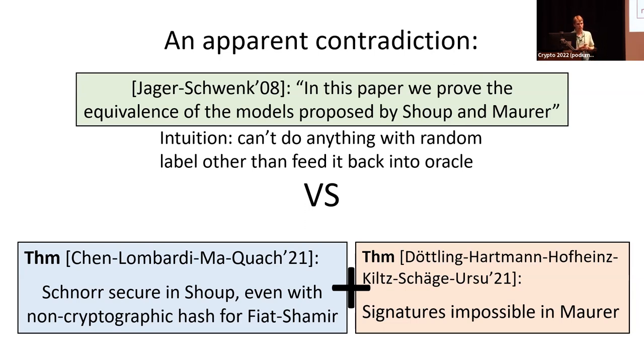However, this recent work of Döttling et al. shows that signatures are just flat out impossible in Maurer's model. So we have very efficient signatures in Shoup's model, no signatures at all in Maurer's model, and yet somehow they're equivalent. The point of this talk is to clarify the landscape here and also provide some additional results, showing that these models are actually quite different.